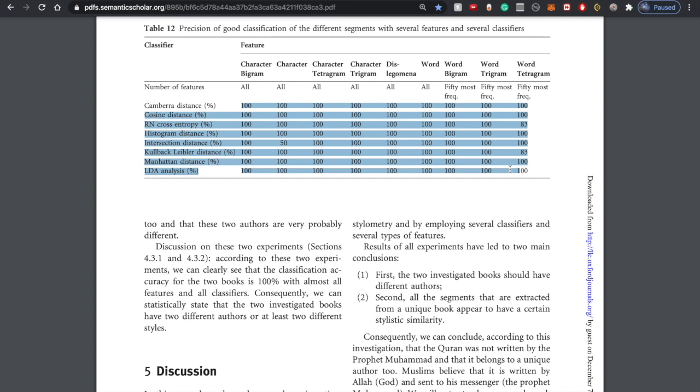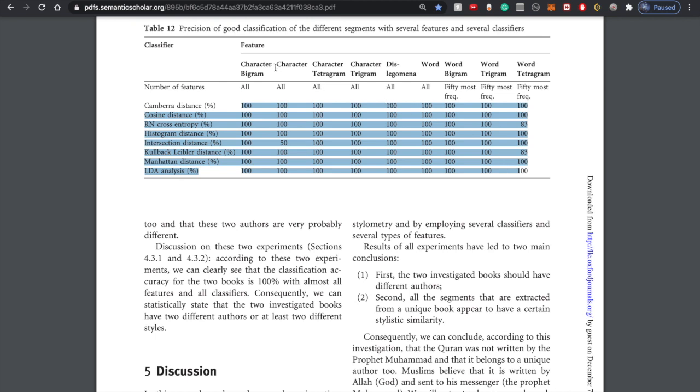So the Hadith is by Muhammad, and these tests show that as well. They have the same author, but the Quran clearly is not by Muhammad, it's by a different author. Right? Because in this set, we're seeing that the Hadith perfectly match up with one another, but the Quran does not perfectly match up with the Hadith. Rather, it matches up with the Quran, the different Quranic segments.